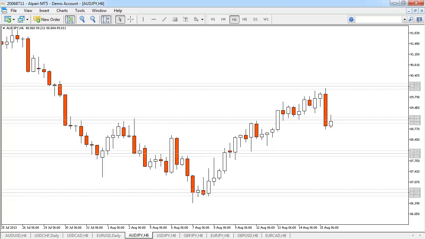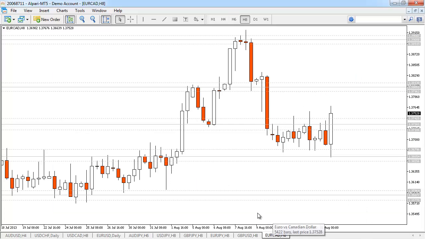But if someone were to share a trade in the advanced course forum on EuroCAD, for example, I would definitely take it, because if I have the chart open and it looks like a great setup, why not take it? Anyway.